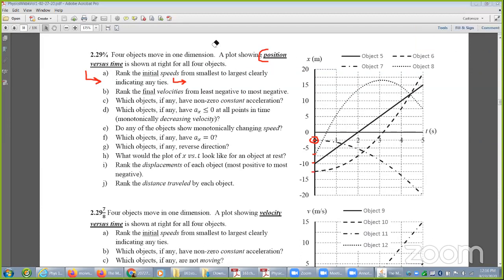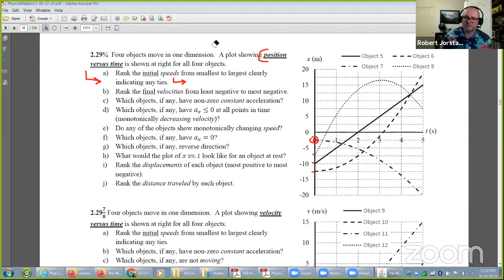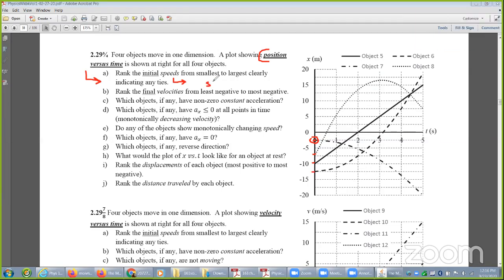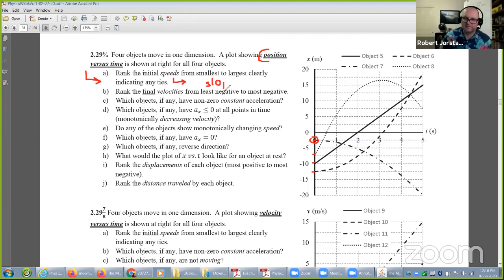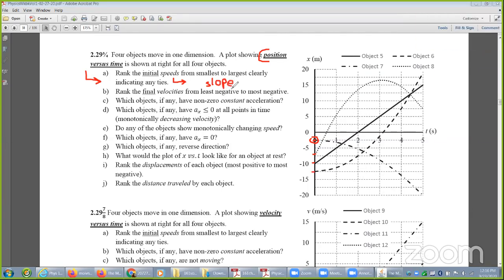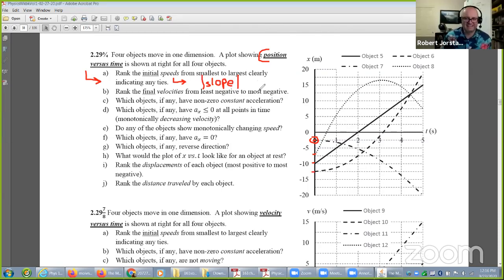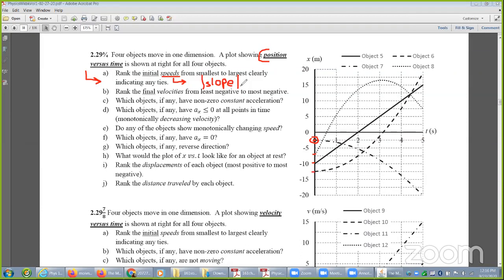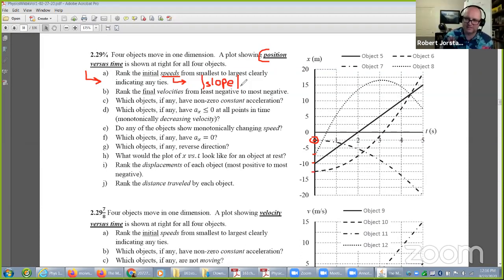Slope. Almost. What is the slope of an XT plot? Velocity. Yeah. How do you get speed? Absolute value. It's the absolute value of the slope. Isn't that sneaky? Yeah. So watch out. The initial speed means which one has the largest initial slope magnitude, or the largest absolute value of the slope. Sneaky, right? All right.